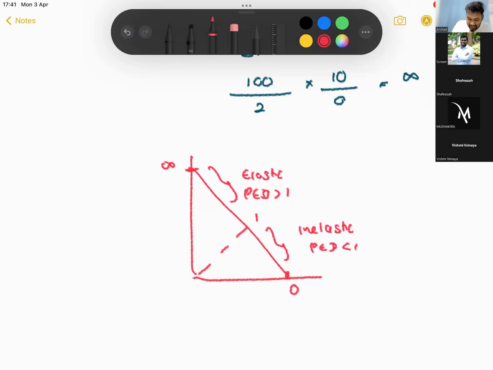Right in the middle here, it is unitary elastic, right? Right up over here, it is perfectly elastic. Right at the bottom over here, it is perfectly inelastic. So I'm not going into that part today. I'm hoping you all would have learned this in your theory classes.